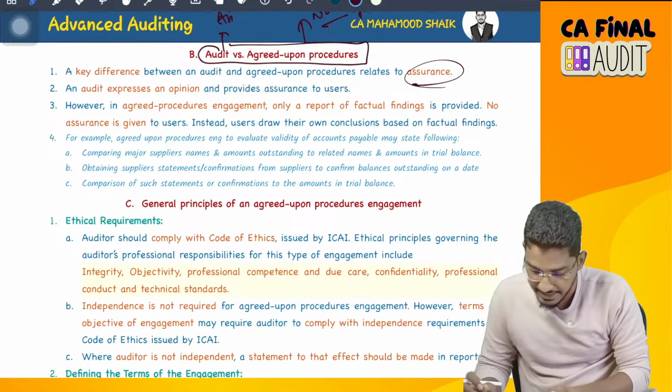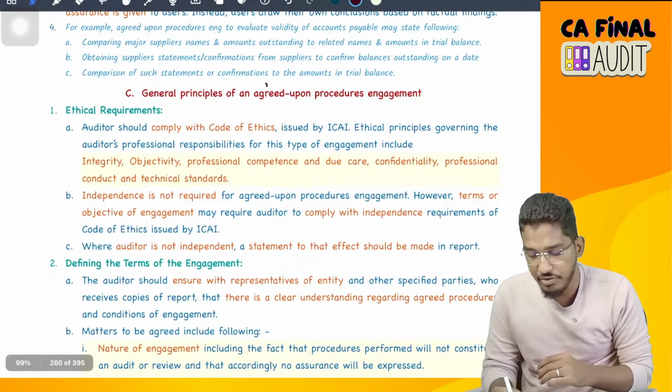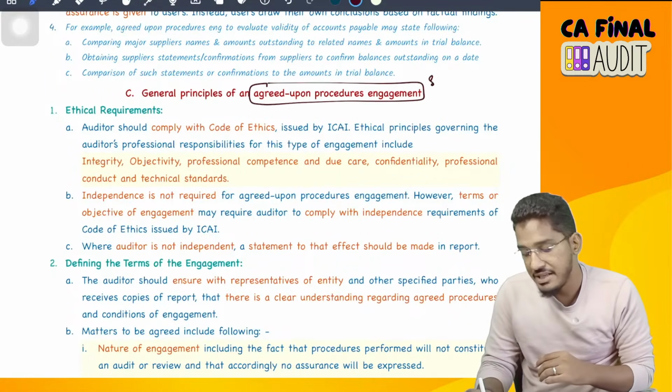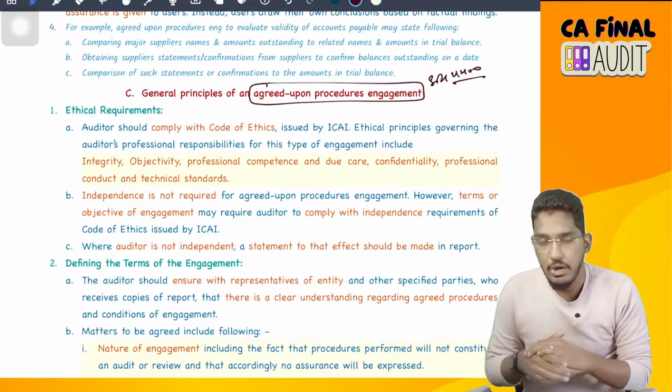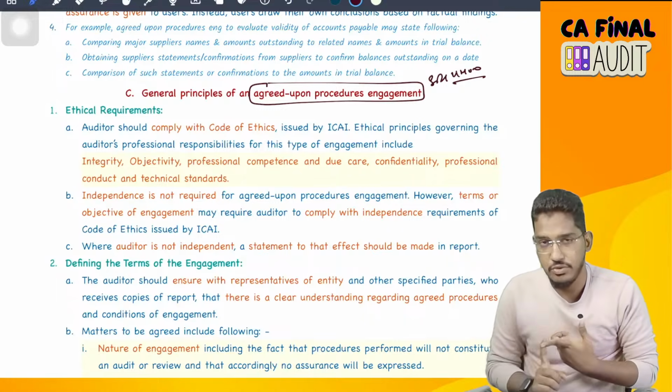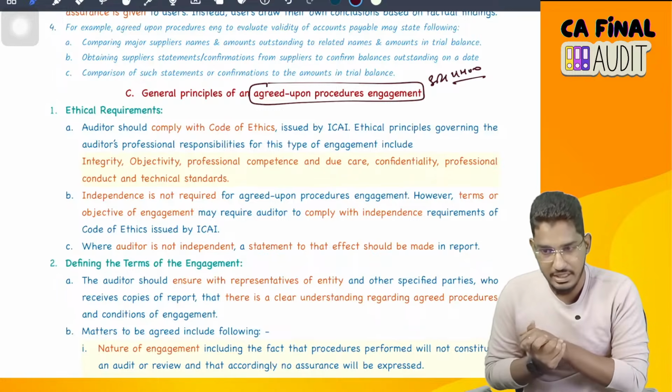Next. So in case the client has come to you and asked you to perform some agreed upon procedures, as per this SRS 4400, what are the things you have to do? How you have to do such engagements, what steps you have to take care of, what precautions you have to take, what things you have to be careful about. So now they are giving the complete guidance.